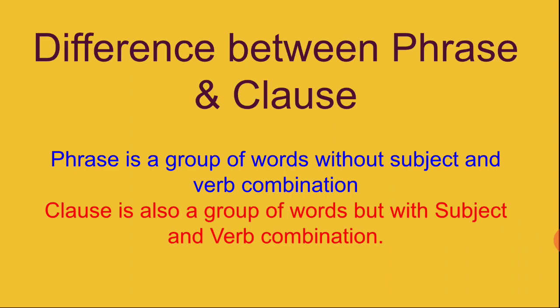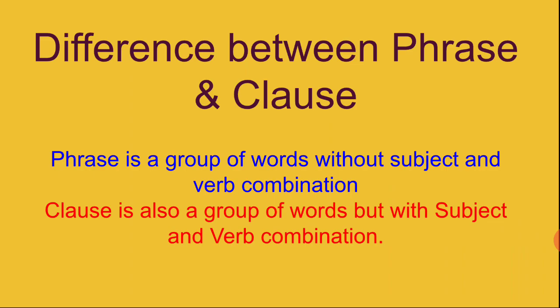A phrase is a group of words without a subject and verb combination. So, what is a phrase? A phrase is a group of words, but you can't find a subject or a verb. Definitely, there won't be any verb, I mean, finite verb.